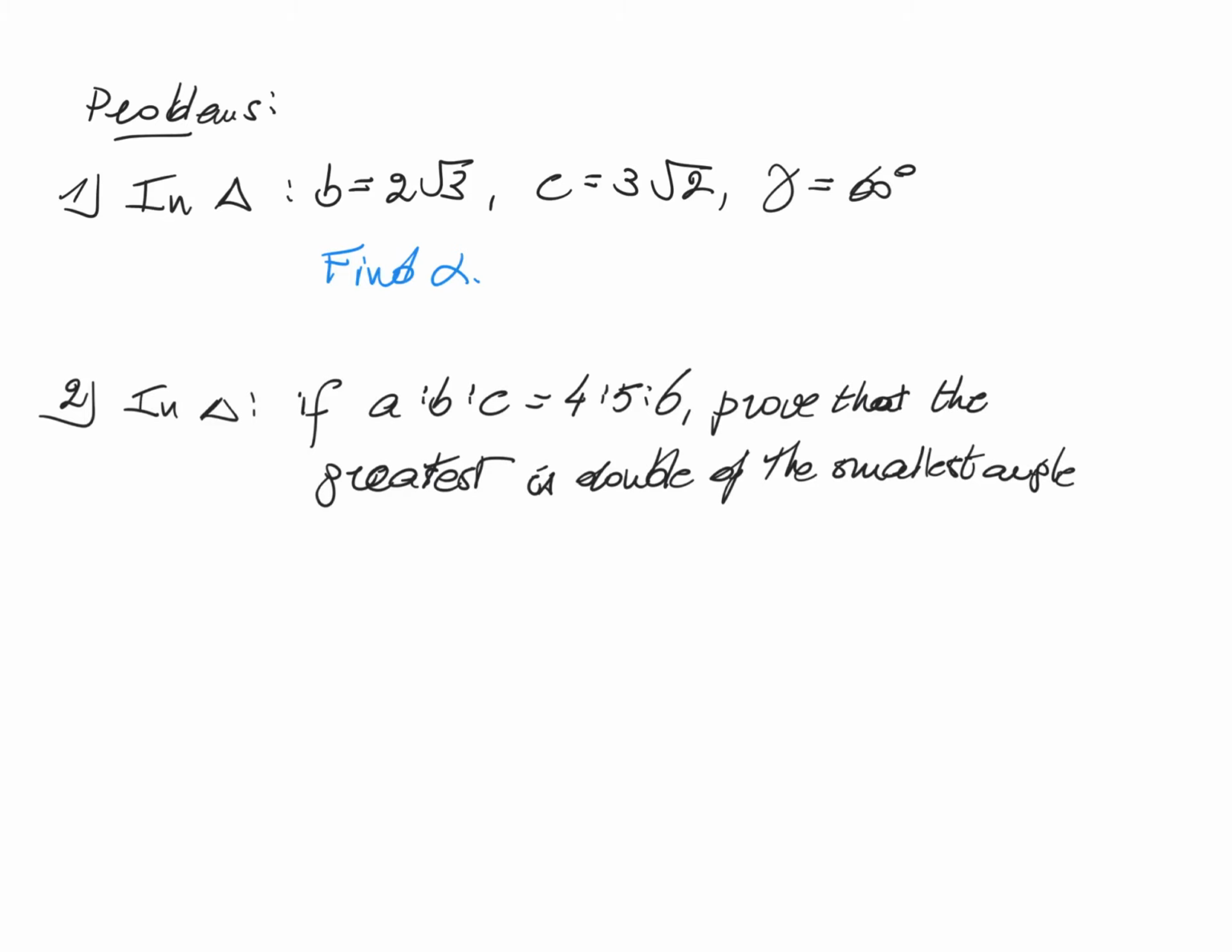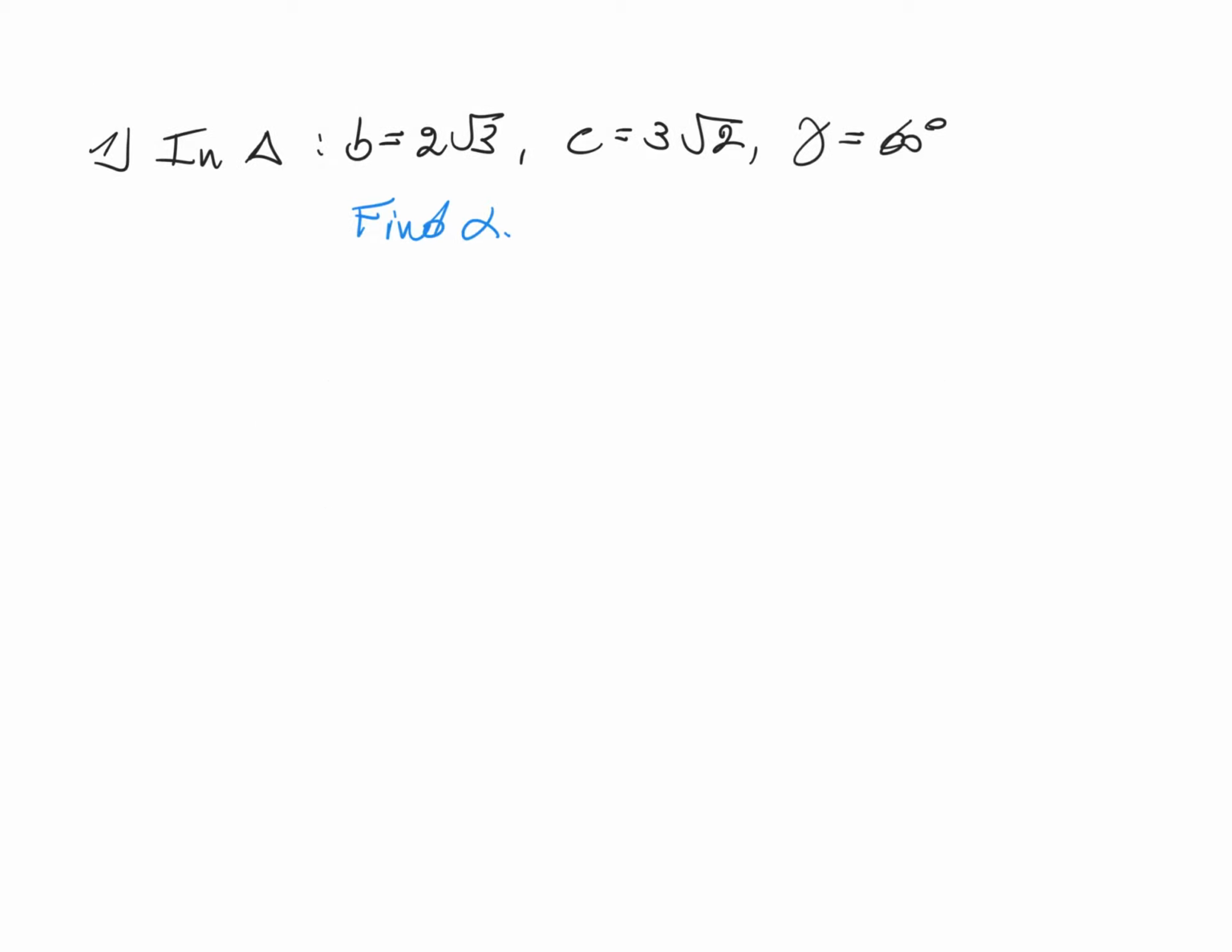So if your sides relate to each other as 4, 5 and 6, prove that the largest angle is 2 times as large as the smallest angle. The goal is that you first try to solve these problems yourself before taking a look at the solutions on the following slides. Let's take a look at the first problem.